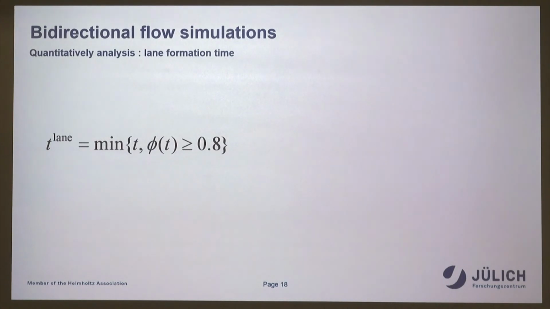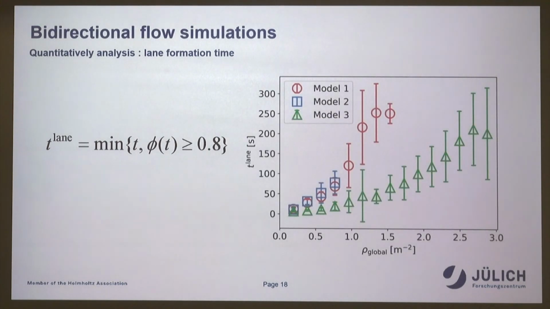The last quantity I used is the lane formation time. It is defined as the first time when the value of the order parameter is higher than 0.8. The result is also shown in the figure. The x-axis is still the density, and the y-axis is the lane formation time. In model 3, lane formation appears much earlier than in the other two models.